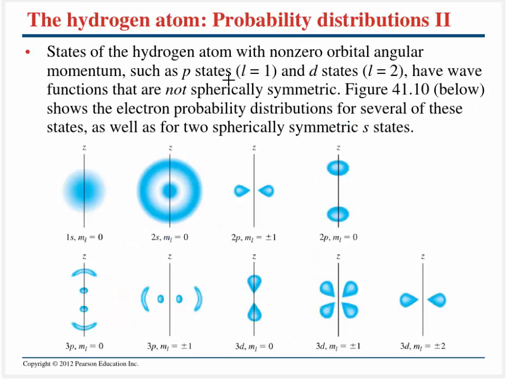Once we start talking about L is equal to 1, the p states, or L is equal to 2, the d states, then we go from having nice pretty shells like we had right over here to some more funky looking patterns. They tend to usually be symmetrical, and that would be the 2p state with plus and minus 1. You can just see the plus and the minus. And then we have these guys right over here.